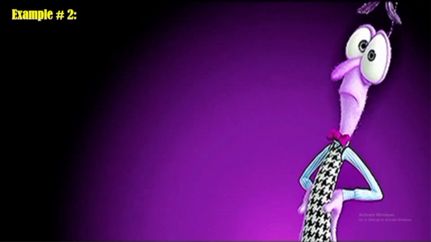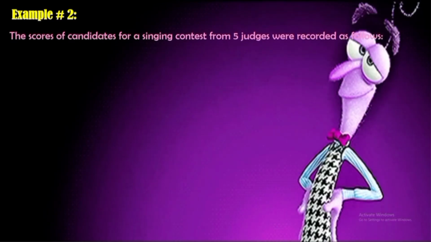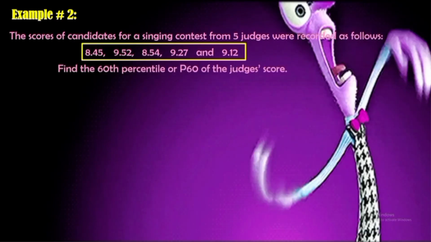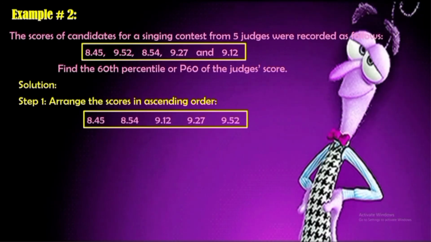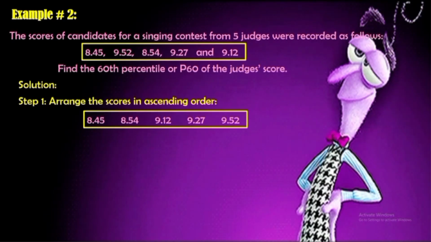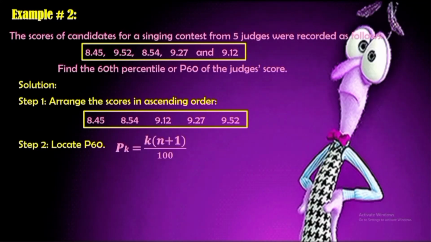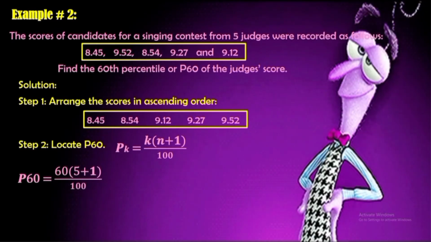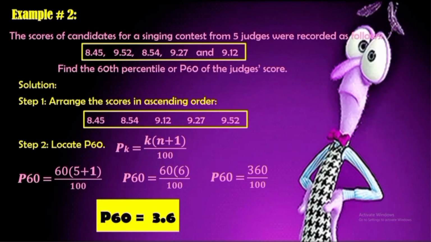Example number 2. The scores of candidates for an essay contest from 5 judges were recorded as follows. Now here are the scores. Find the 60th percentile, or P60, of the judges' scores. Solution. Step 1. Arrange the scores in ascending order: 8.45, 8.54, 9.12, 9.27, and 9.52. Step 2. Locate the 60th percentile. Now here is the formula. And substitute the given values. 5 plus 1 is 6. 360 divided by 100. Our 60th percentile is 3.6.